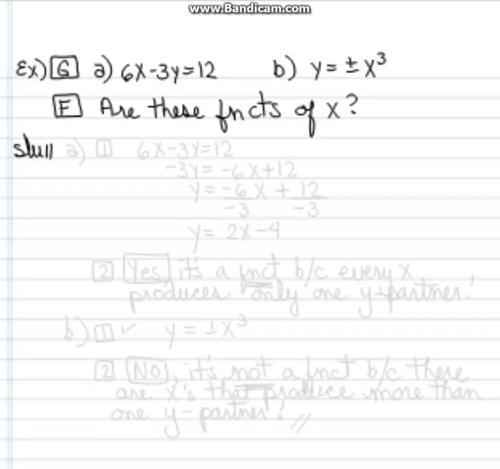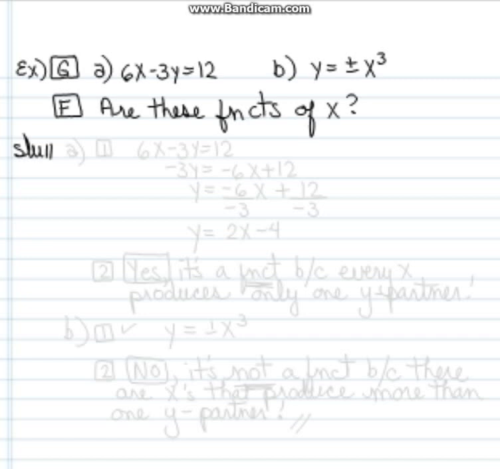Okay, for this problem, we're given two equations. The first one, part A, is 6x minus 3y equals 12. And part B is y equals plus or minus x raised to the third power. We're asked to find, are these functions of x? Do these represent y as a function of x? There's two steps in doing this.